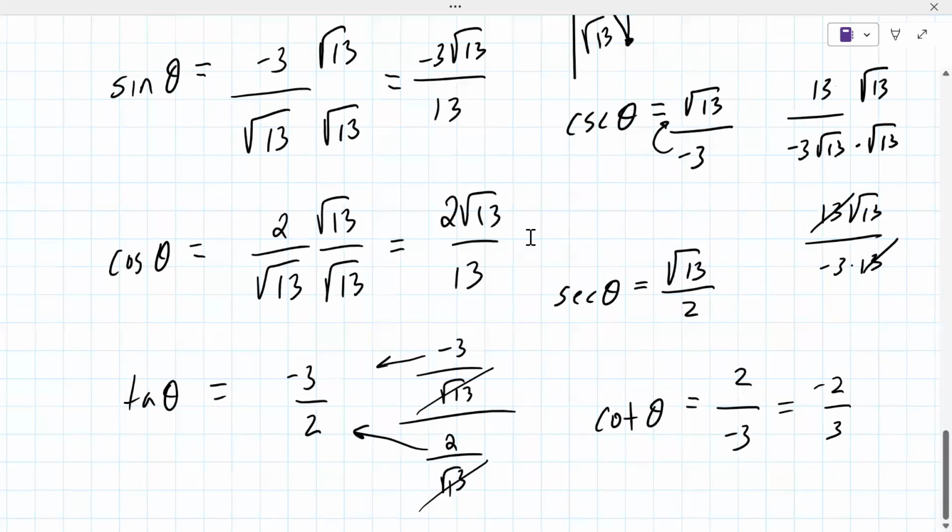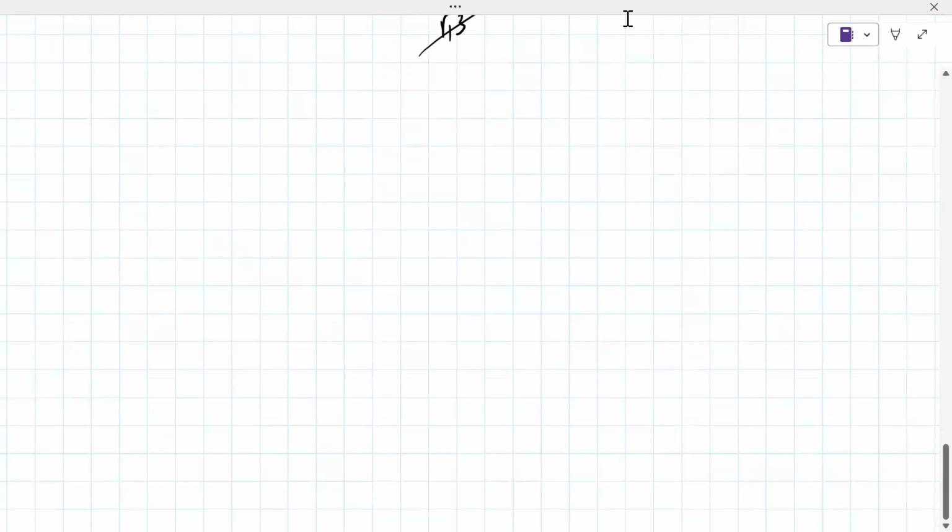Okay. So why don't I have you try one here, if that's okay? Let me give you the point -4, -5. And go ahead and come up with sine, cosine, and tangent of all of those, please.